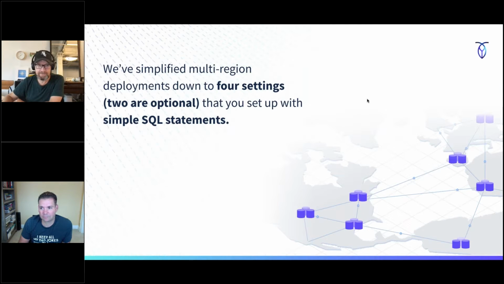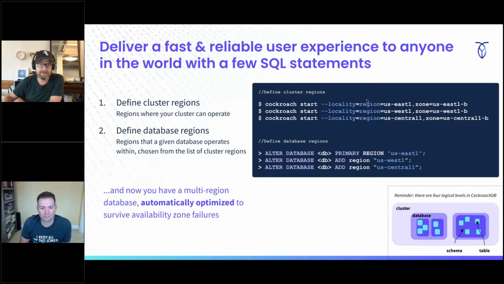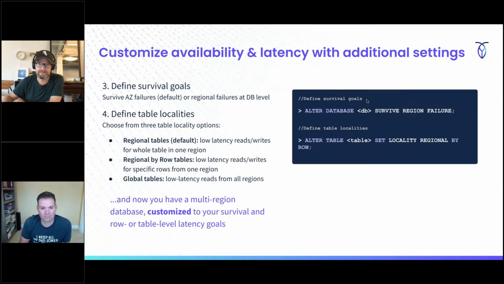Just to recap, we have simplified this multi-region thing for a database down to 4 settings, 2 of which are optional. They're really simple command line statements that you could run. Inspection of that and observability of what's going on in the database is all in the UI that Chris showed. We have lots of other demos that we'd love to show you if you're interested in deeper exploration of Cockroach database. But ultimately, you define cluster regions, you define database regions, and let the database deal with where data lives and how things are going to work out.